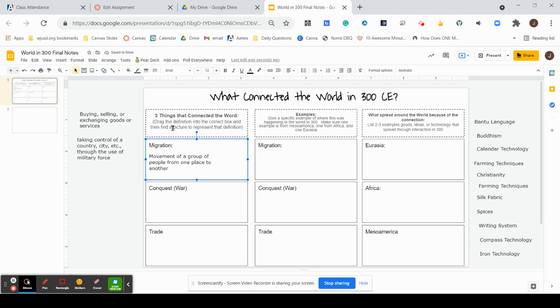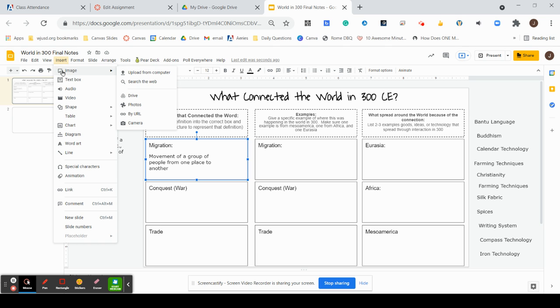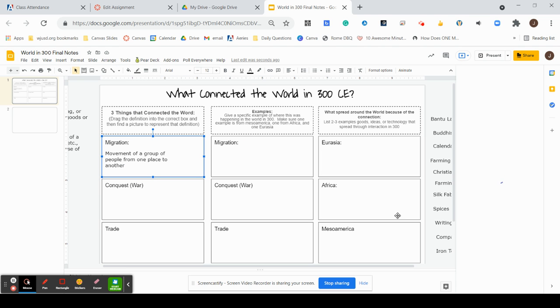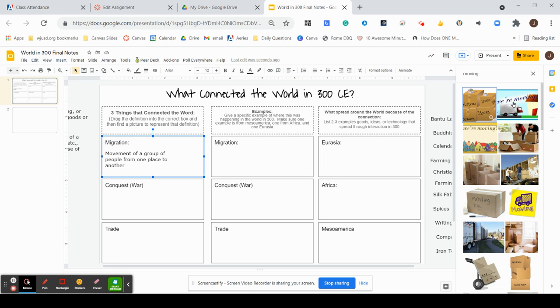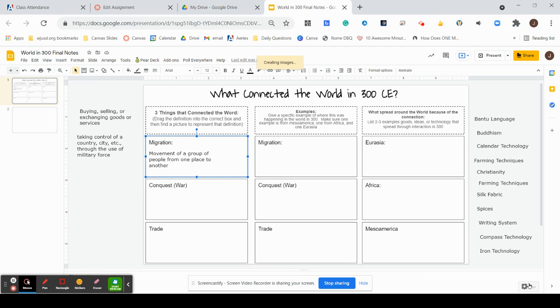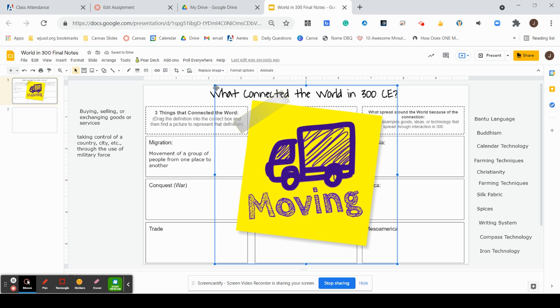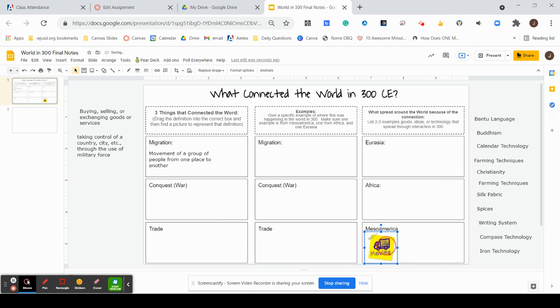But I also need to find a picture that represents that definition. To do that, I'm going to come over here to Insert, Image, and search the web. I know that migration means moving from one place to another, so I'm going to type in "moving" and see what comes up. I'm going to grab this one, I think. I'll click on it and then click Insert. I'm obviously going to have to resize a little bit, but I can stick that right over in that box. And now I have my definition and the picture. You're going to do that with both of those definitions for conquest and trade as well.